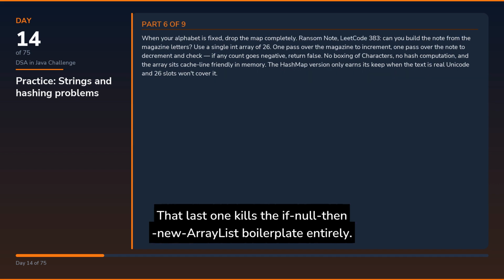When your alphabet is fixed, drop the map completely. Ransom note, LeetCode 383. Can you build the note from the magazine letters? Use a single int array of 26. One pass over the magazine to increment, one pass over the note to decrement, and check. If any count goes negative, return false. No boxing of characters, no hash computation, and the array sits cache-line friendly in memory. The hashmap version only earns its keep when the text is real Unicode, and 26 slots won't cover it.